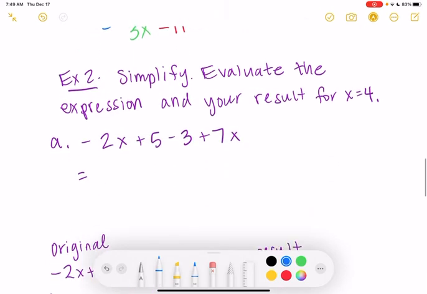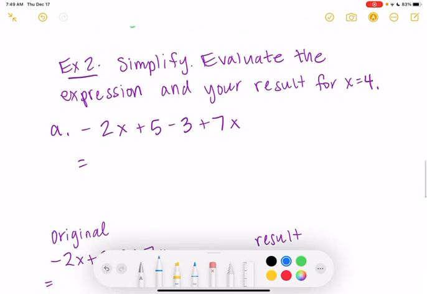Next, for example 2, we have simplify. And then after we do that, we're going to evaluate the expression and our result for x equals 4. So just do the simplify part right now, and then we'll come back together before we evaluate. Okay, so hit pause, just do the simplify.